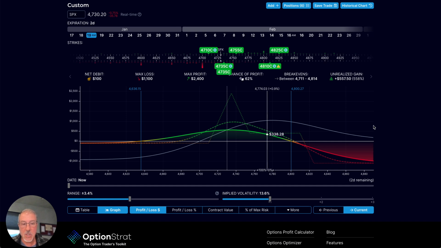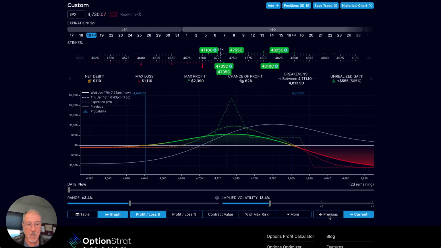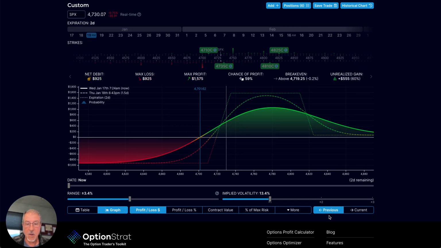So for comparison purposes, let's just go back and take a quick look here. We'll look at the previous position, okay, which has all this downside risk, and it has no upside risk at this point.